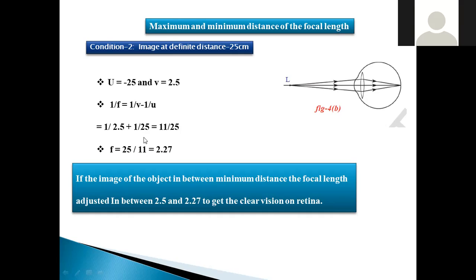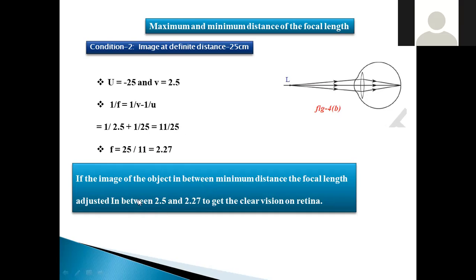Let us take the LCM of these two. Now 11 by 25 it will be. Okay, 11 by 25. Now let us take F, focal length minimum. This is known as focal length minimum, which is given as 25 by 11. It is calculated as 2.27. So F, focal length minimum, is taken as 2.27.